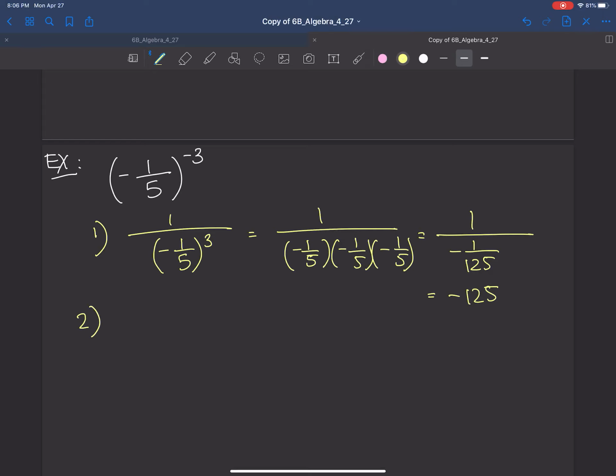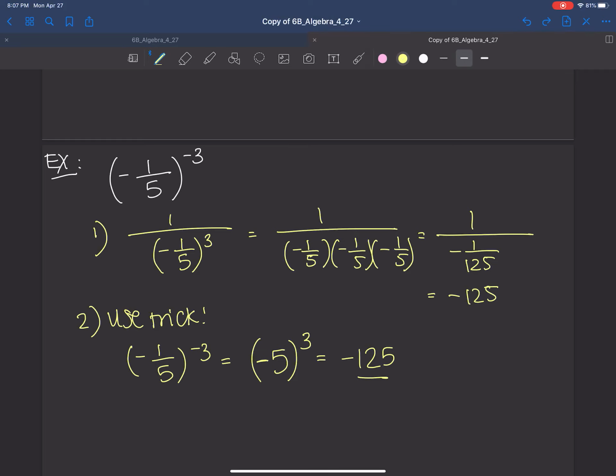The second way of doing it is to use the trick from before. So in this case, minus 1/5 to the minus 3 is the same as taking something just to the 3, but we have to flip the inside. So by flipping the inside, okay, 1/5 becomes 5, but we keep the minus sign. Remember, taking reciprocals does nothing to plus or minus signs. And then at the end of the day, we get minus 125. So same method.